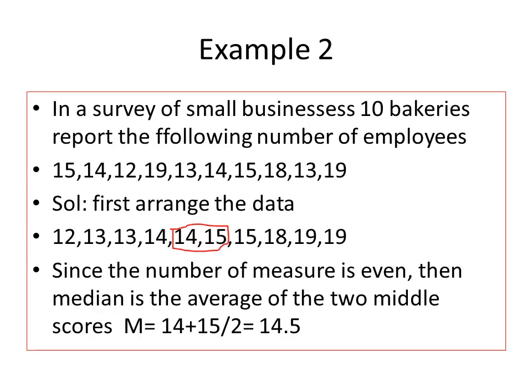Fine. Next, example 2. In a survey of small businesses, 10 bakeries report the following number of employees. Now, these are the employees from 10 bakeries: 15, 14, 12, 19, 13, 14, 15, 18, 13, 19. First, arrange the data in increasing order: 12, 13, 13, 14, 14, 15, 15, 18, 19, 19. Now, as it is an even number of values, we just have to take the average of the middle two numbers. So median is equal to 14 plus 15 divided by 2, which is 14.5.